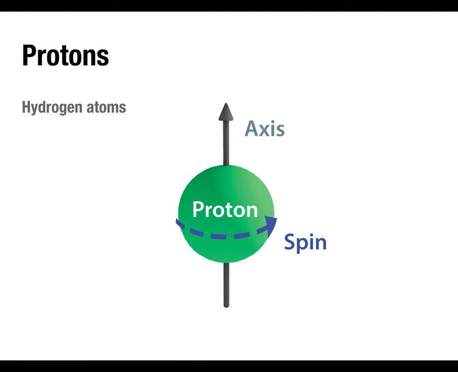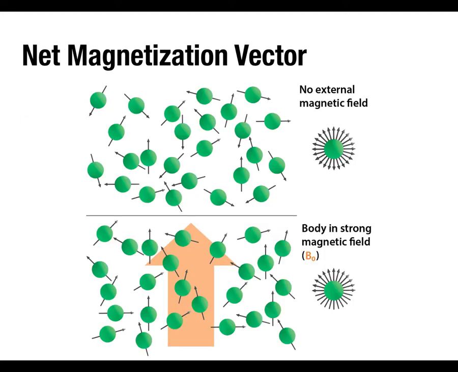So the Earth has a north pole and a south pole. Our compass points to the north pole. So the arrow here is essentially the north pole of that proton. And just like a compass, if you hold a magnet near the compass, you can pull the north needle around. When you put protons inside a strong magnetic field, they have a tendency to align with that magnetic field.